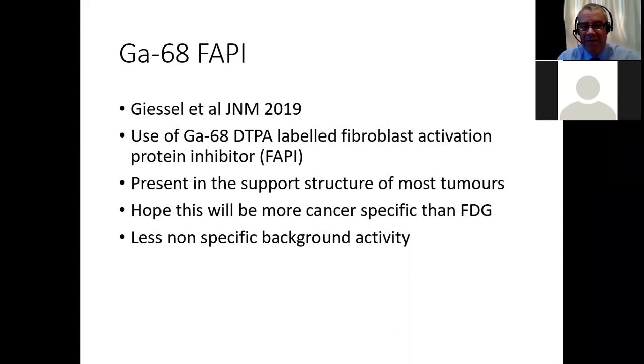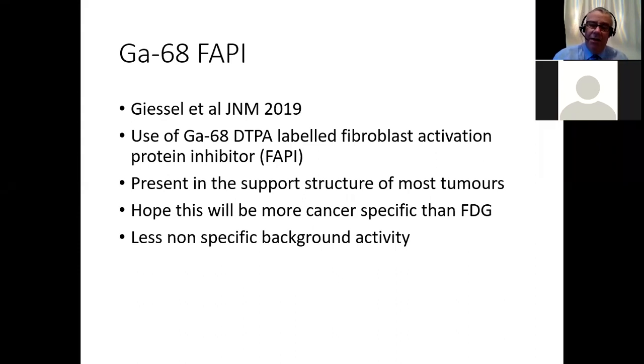So somebody talked about FAPI. So this is fibroblast activation protein inhibitor. Now, this is an unusual agent, an unusual target. So it's a bit of what we call lateral thinking. As you know, one of the problems with FDG is it has uptake in lots of different cell types. So some people thought, well, why don't we not attack the cancer cell, but attack the support cells? And these are fibroblasts primarily.